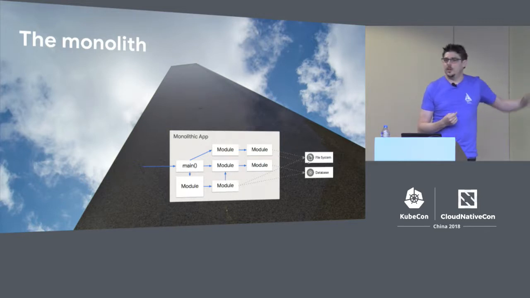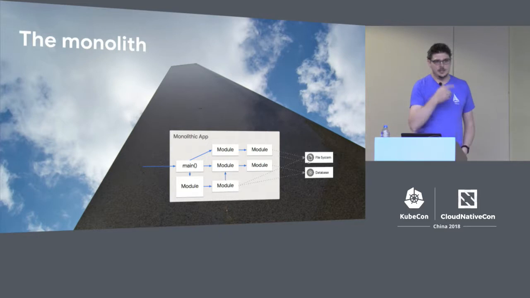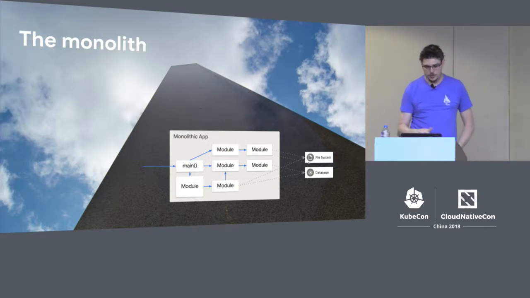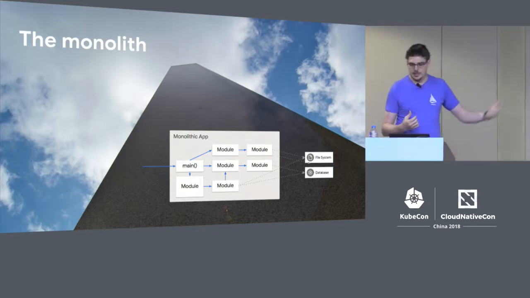You have to write the whole thing in one programming language. It's hard to test those modules independently, especially when they can be called around in that order. You can't redeploy only part of this. You have to take the entire application and redeploy it all at once. And because of that, you can only move as fast as the slowest person in your release cycle.